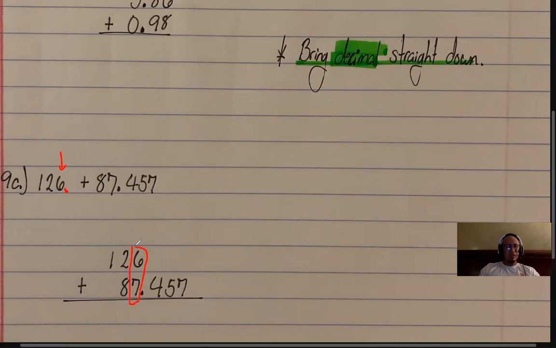But Mr. Lugo, that looks weird. I'm not sure I want to do that. You have to. If you don't, you're doing it incorrectly. Okay, so the 6 and the 7 must be lined up. The 2 and the 8 are both in the tens place, so they must be lined up, and everything else just kind of lines up according to that. So here we have 126 plus 87 and 457 thousandths.